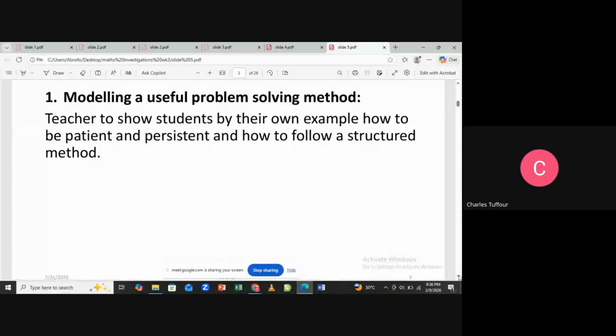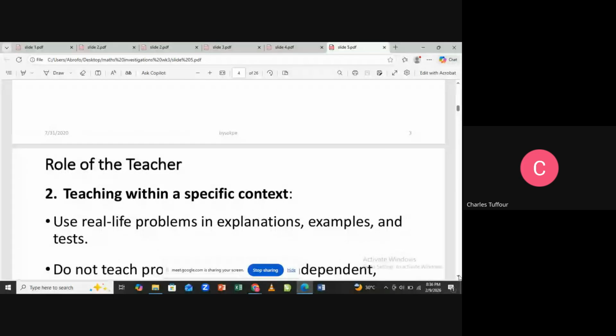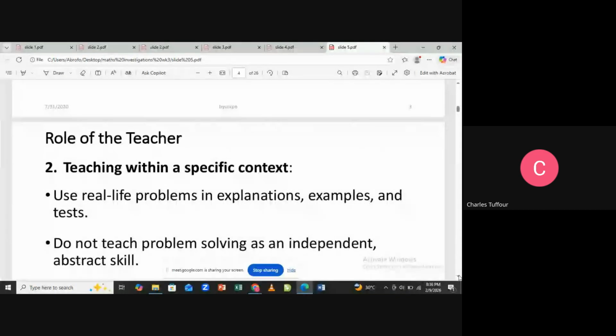The teacher shows students by their own example how to be patient. So you guide them that when they encounter any problem, they should be patient and not rush things. Give them ample time. Another role: teaching within a specific context. When you want them to learn word problems in simultaneous equations, do not jumble things up. Do not give a word problem on this and a word problem on that on the same day. No, it should be different contexts. Use real life problems in explanations, examples, and tests.